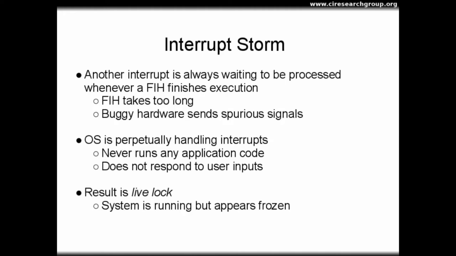An interrupt storm occurs whenever another interrupt is always waiting to be processed whenever a fast interrupt handler finishes its execution. That could occur either because the fast interrupt handler is too long and needs to be split into a fast and a slow handler. This can also occur if hardware has certain bugs that cause it to raise spurious interrupts. If the operating system is perpetually handling interrupts, it never runs any application code. Thus, it never appears to respond to any user inputs. The result of this situation is something called a live lock.